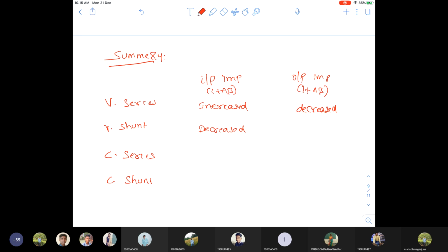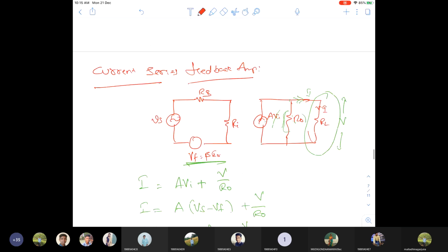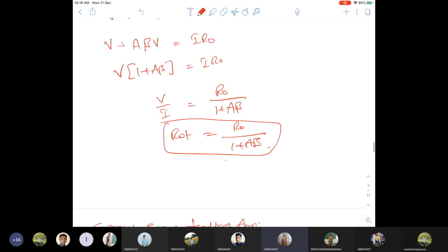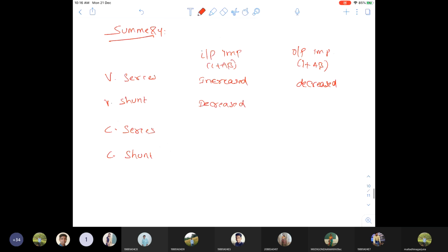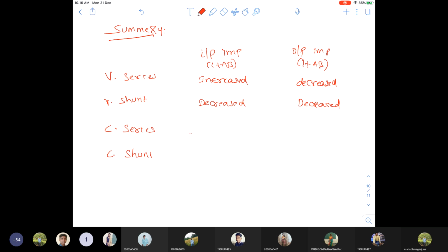What happens to the voltage shunt output impedance? Decreases. Okay. Next, current series input impedance. Increases. Okay, output: increased. Okay. Next, current shunt input: decreases. Okay. Output: increases. Okay.